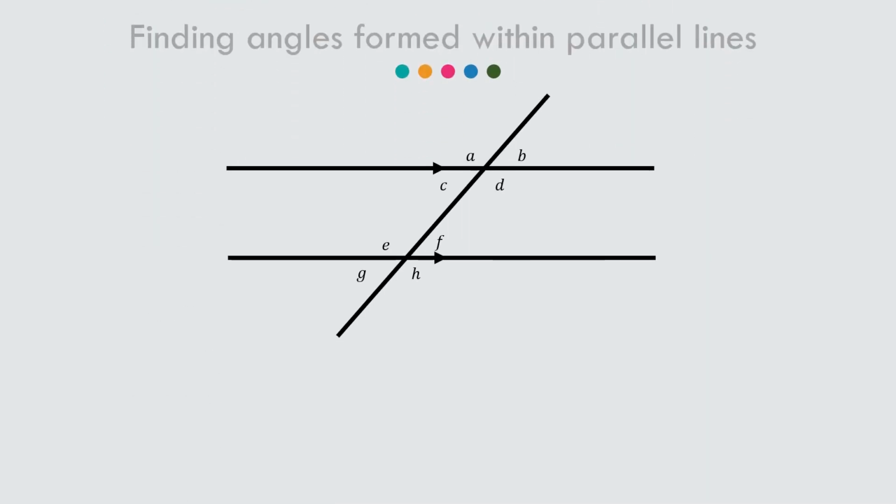Here you can see two parallel lines that are cut by another line. This line is called the transversal. When this happens, the corresponding angles are congruent. Here you can see that angle D and angle H are the same. They form an F shape.